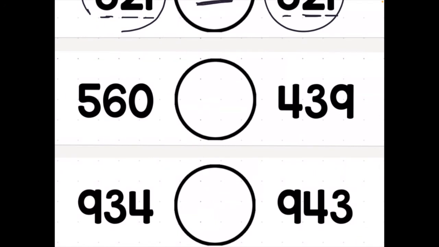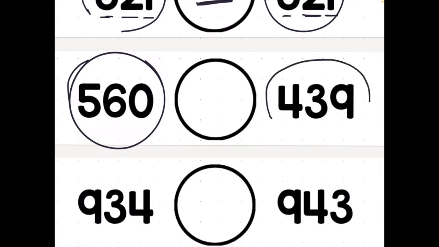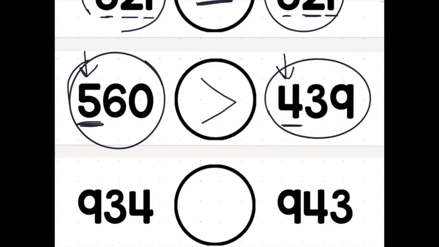Go to the next one. We're going to compare 560 and 439, starting with the hundreds place. 500s, 400s. Okay, which one of those is bigger? 500 is a lot bigger than 400, so we don't have to look at the rest of the number. We just know that this one, 560, is a bigger number, so it's greater than 439.